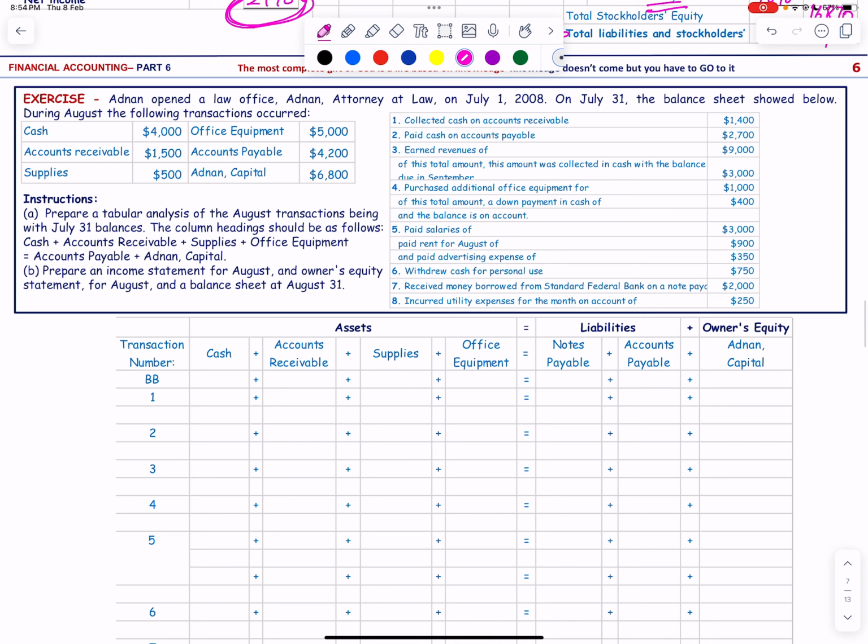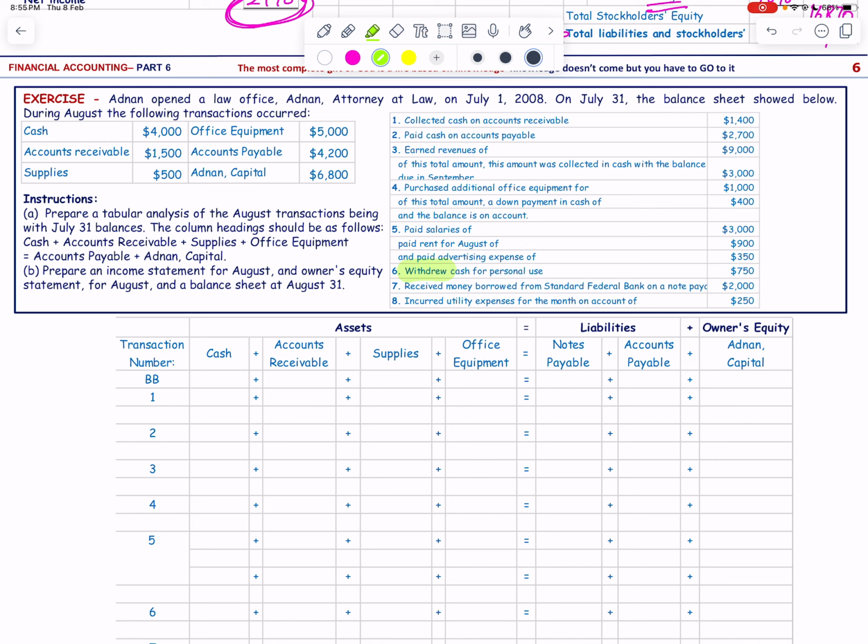Adnan opened a law office. On June, the balance sheet shows the following information, and this is not a company or a corporation. This is a sole proprietor business, and the reason why I am saying this is because we can see that he can withdraw money from the business, and this is possible only in the case of sole proprietorship or partnership. This is not possible in the case of a corporation.